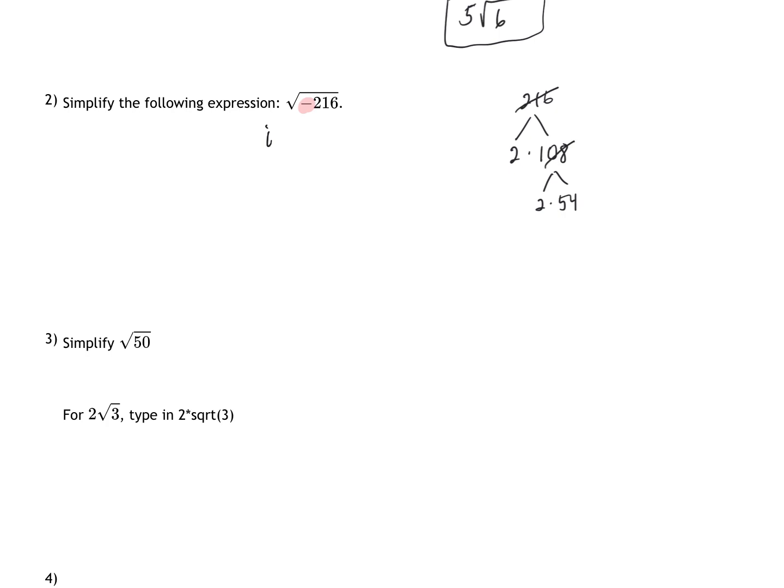54 is 9 times 6. And 9 is 3 times 3. And 6 is 3 times 2. So again, it's a square root, so I'm looking for pairs. I have a pair of 2s, a pair of 3s, and then a leftover 3 and a leftover 2. So the pair of 2s comes out as a 2, and the pair of 3s comes out as a 3, so that's a 6 on the outside, and then a leftover 3 times a leftover 2 is a 6 on the inside. So this one is going to be 6i square root 6.